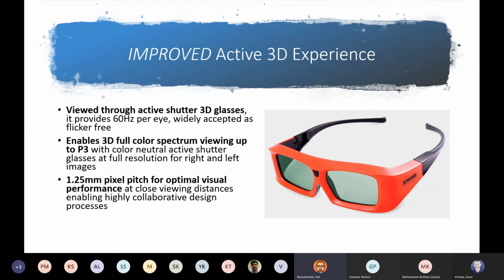So again, the optimal viewing distance is 8 times the pixel pitch. So it's just about 10 feet with 1.25. You could imagine having to be 20 feet back from the wall with a passive shutter glass. The active glasses are a much better option.